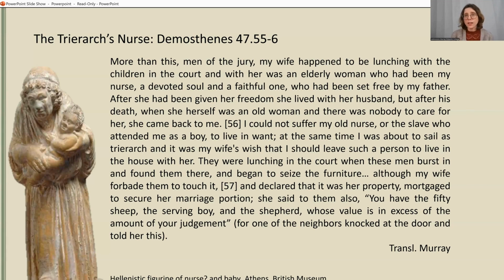While he's away, very nasty people on his account turn up at his house looking to recoup a debt, so to seize property to make up for money that he owes them. And they begin seizing furniture. And this elderly woman, this former nurse, hides a precious item upon her person in order to keep it for her former master. It's a cup. And these wicked men seize it from her and are so rough with her that she is injured and subsequently dies from her injuries.